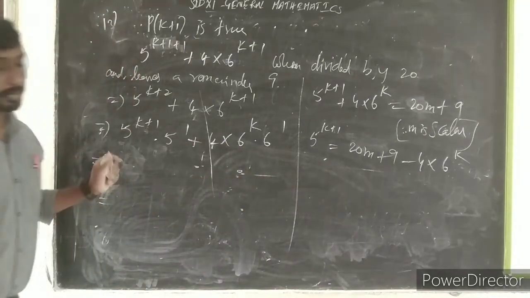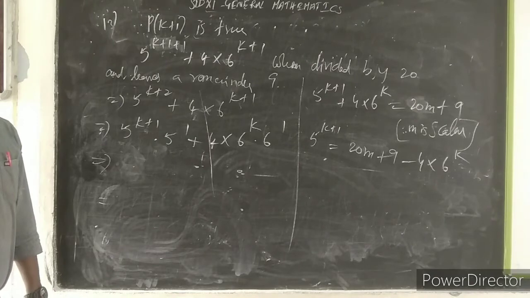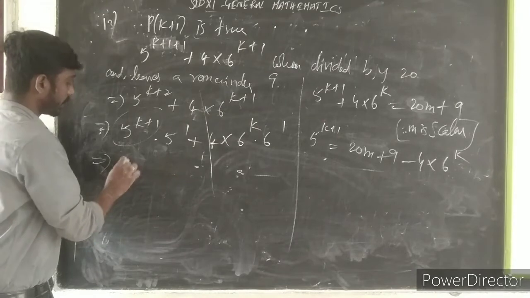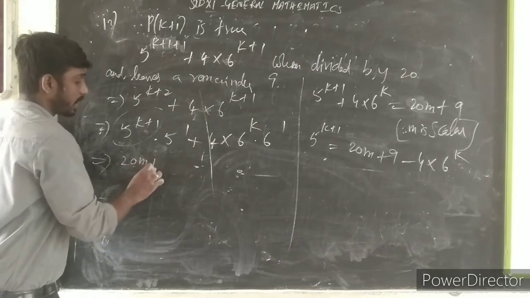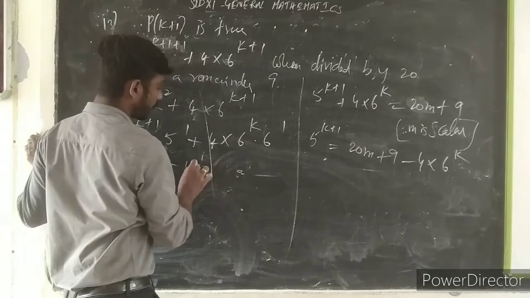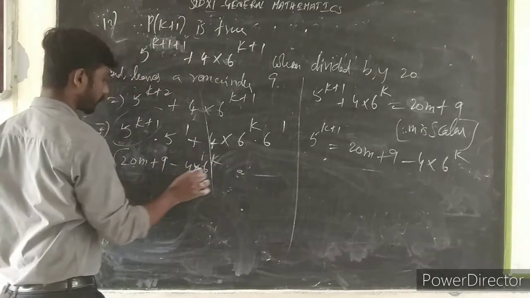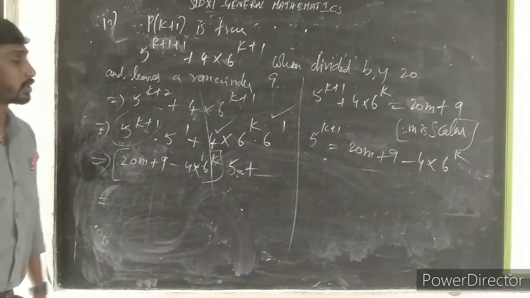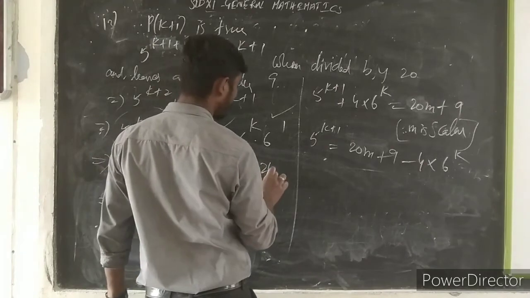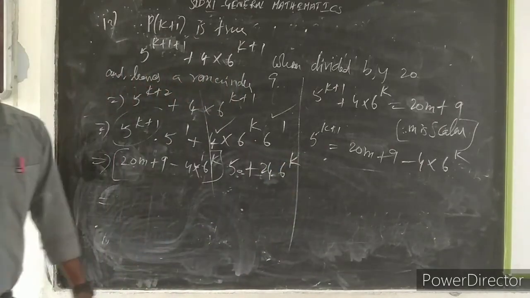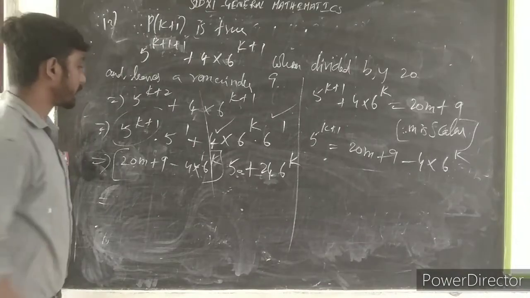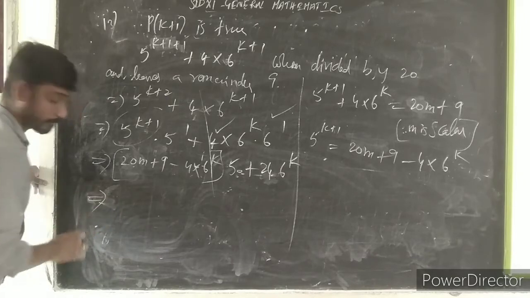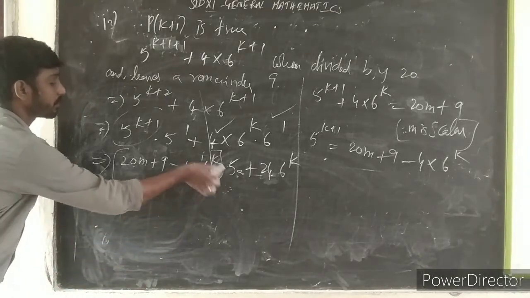In this, we are going to substitute the value of 5 power of k plus 1. That will be 20m plus 9 minus 4 into 6 power of k, where M is a scalar, into 5, plus 4 into 6, where 4 is constant and 6 is also constant. 6 into 4 is 24 into 6 power of k. So here you will be multiplying this 5 into this term.